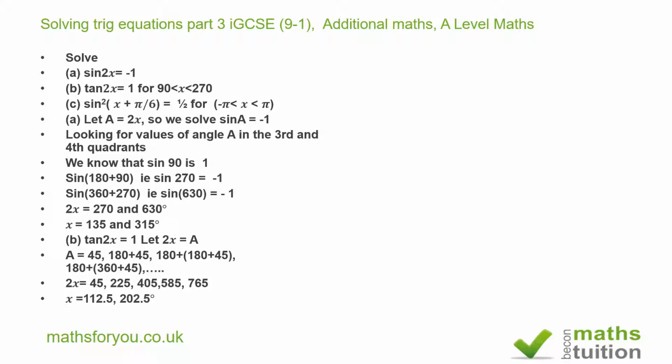Now for part C, we are told that sine squared (x plus pi over 6) is equal to half. Now for this exercise, I'm going to work in degrees and then change to radians.